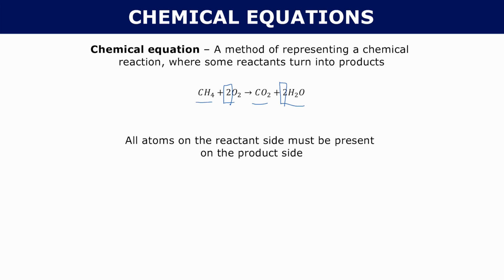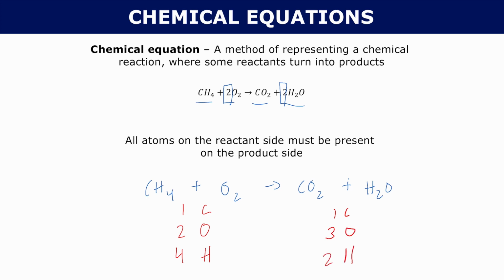So if we look at the reaction without those numbers, let's have CH4 reacting with oxygen to produce carbon dioxide and water. If you count up all the elements on the left-hand side and all the elements on the right-hand side, you'll notice that something is wrong. So let's do that really quickly. We have 1 carbon on the left-hand side, we have 2 oxygen on the left-hand side, and we have 4 hydrogen on the left-hand side. On the right-hand side, we have 1 carbon, we have 3 oxygen, and we have 2 hydrogen. So clearly something is not adding up.